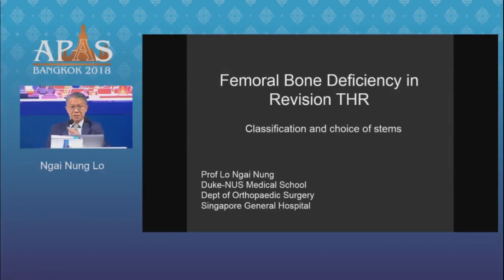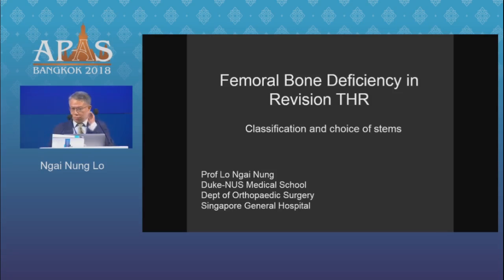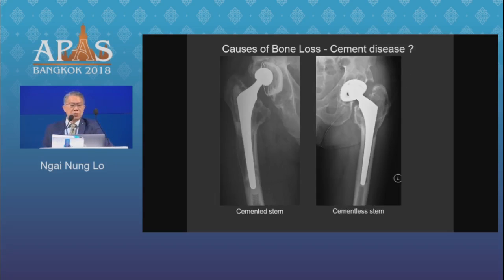I'm supposed to introduce this session on revisions by talking about femoral bone deficiency in revision hip replacement and how we should classify it, and how this classification helps us dictate the choice of stems. So what causes the bone loss in revision hip replacement?